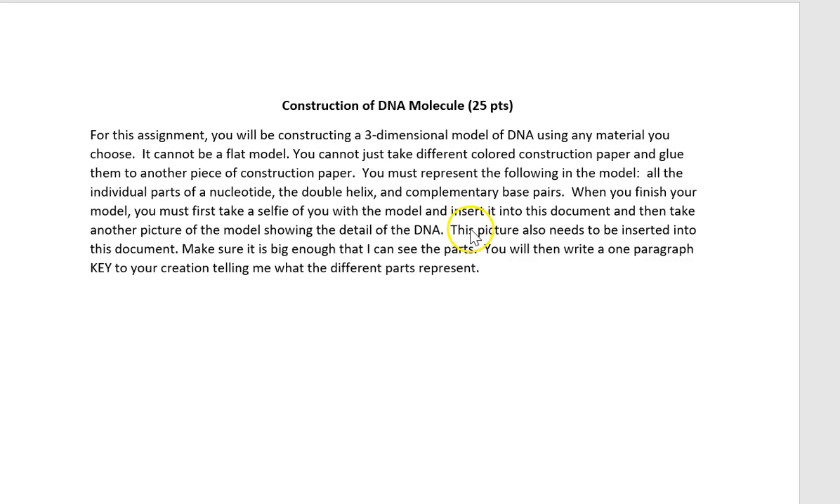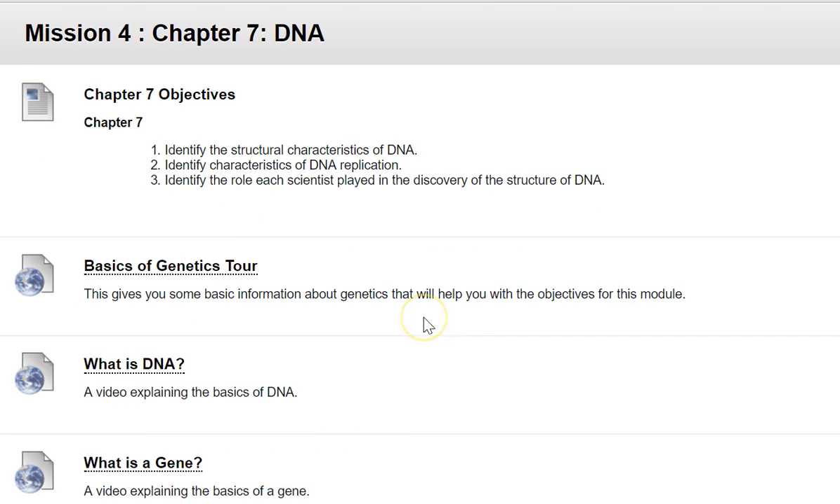And you'll need to take a picture of it with you in it so that I know that you made it. It tells you what you need in there. You need all the parts of a nucleotide, double helix, complementary base pairs, and you'll take one picture with you in it. The second picture needs to be a little bit more close up, a little more detailed to show me that you know what the parts are. So make sure that the parts are identified somehow on the model, so I know that you know what part is what. So that is the only assignment for mission 4, chapter 7.